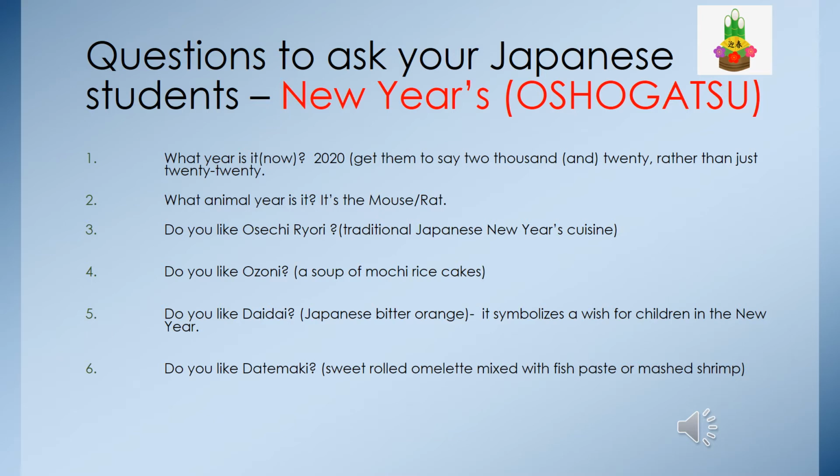Question 1. What year is it? What year is it now? Get them to say "twenty twenty" rather than just "two zero two zero." Number 2. What animal year is it? It's the mouse, but more correctly, the rat.